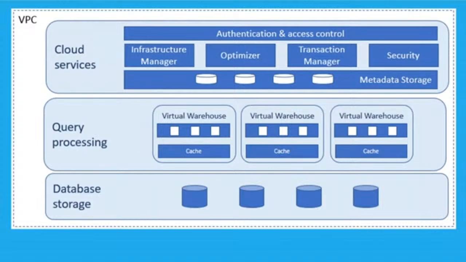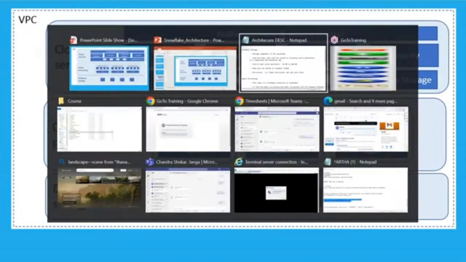So we have a cloud services layer, then a query processing layer, and then a database layer. I am repeating again and again because this Snowflake architecture is very important. Damn sure you will get one or two questions on Snowflake architecture in every interview, wherever you go, in all the companies. That's why I am repeating. So we have a cloud services layer, a query processing layer, and a database storage layer. Now we will discuss them one by one.